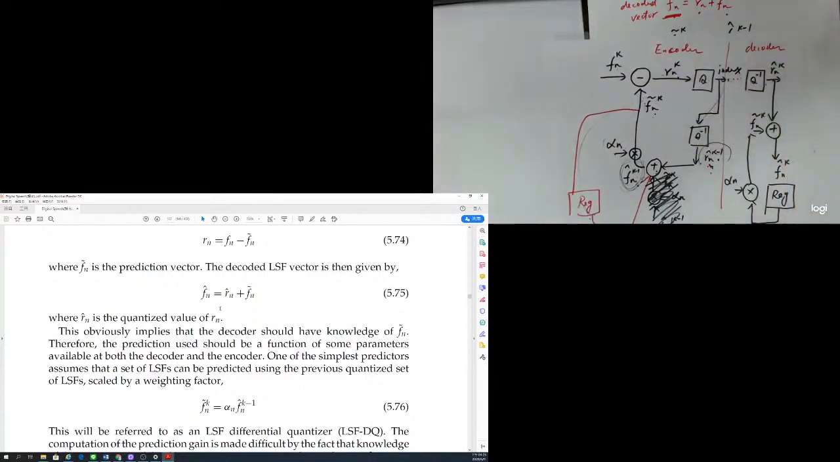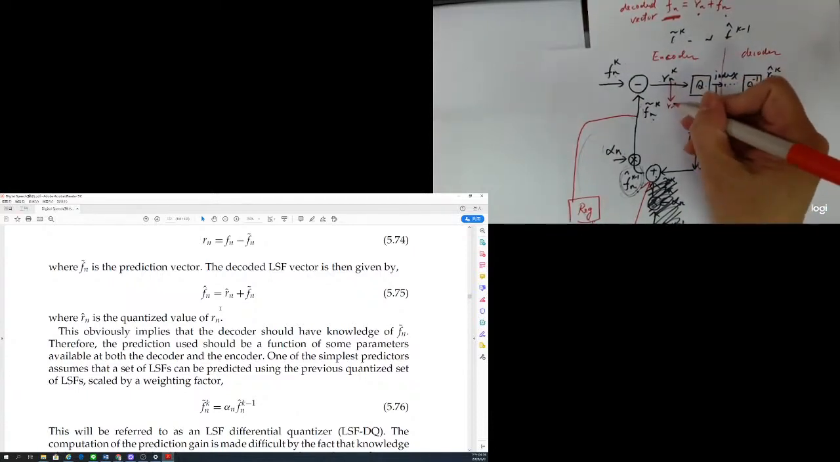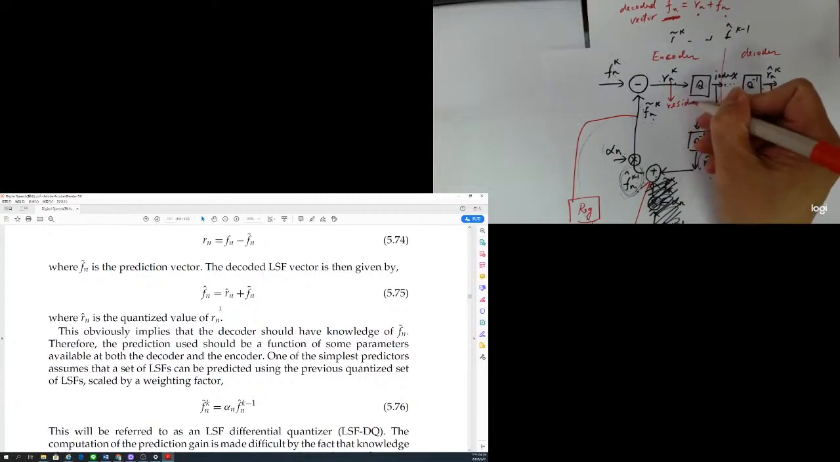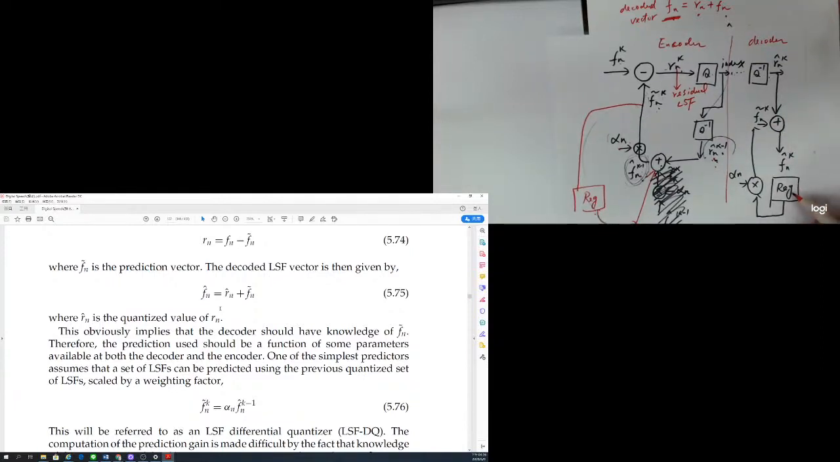So the main idea is they try to use encoding of the line spectrum, not the line spectrum frequency itself. They try to encode the residue of the line spectrum frequency coefficient. So how do we do the prediction? Because we have to synchronize with the encoder, the encoder has to include a decoder, considering what the decoder can get, based on the recovered, decoded line spectrum frequency.